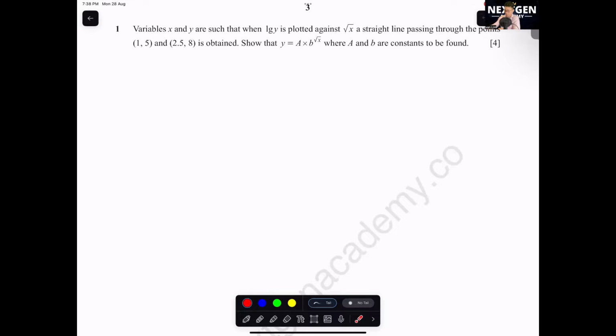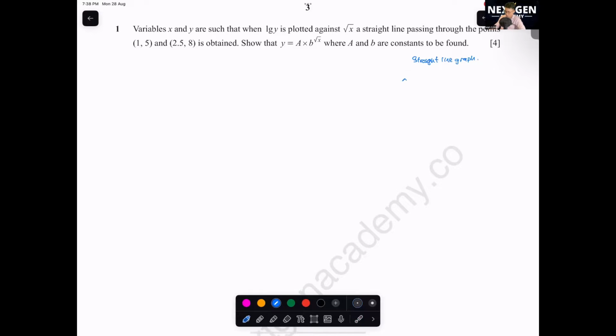Okay, question number 1. Variables x and y are such that when log y is plotted against square root x, a straight line passing through the points (1, 5) and (2.5, 8) is obtained. Show that y equals a times b to the power of square root x, where a and b are constants to be found. What type of question is this? This is under straight line graph. Basically, you want to change your linear to non-linear or non-linear to linear. Both ways can do.